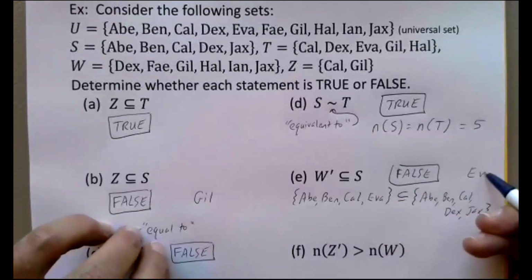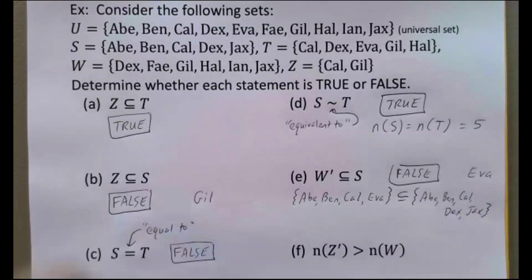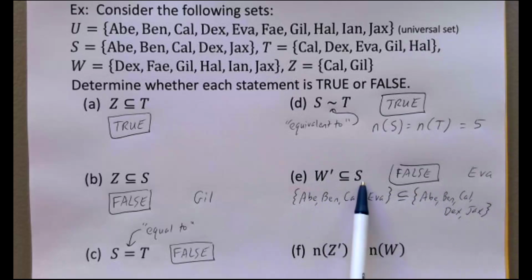And it's Eva that is causing us to say false. Eva's the problem. Eva is showing up in W complement. Eva is not showing up in the right-hand set, which is S. Therefore, W complement is not actually a subset of S. That is a false statement.